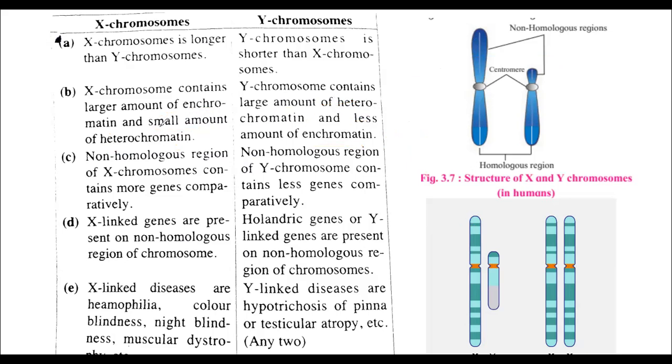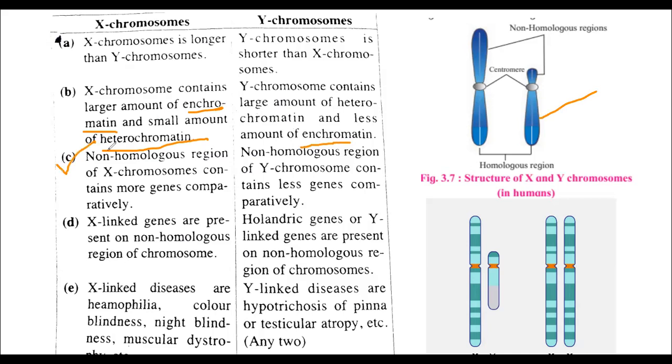Heterochromatin, inactive genes, and euchromatin, active genes. That is why they are loosely arranged. So in X, more euchromatin, less heterochromatin. In Y, more heterochromatin, less euchromatin. You can see it over here.